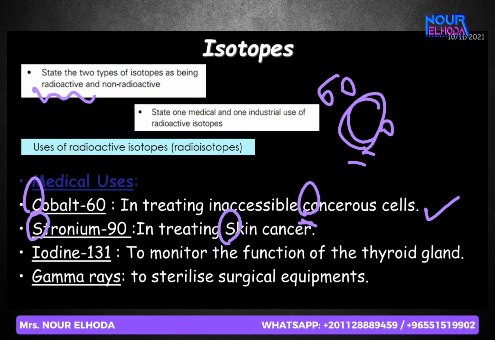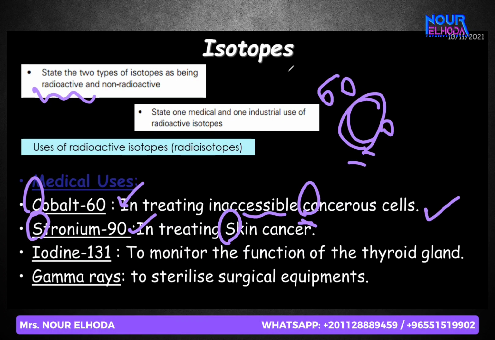If I'm going to talk about strontium, it's going to treat the skin cancer. What about iodine? What do I use? If I'm having cobalt with strontium, it's not a must, by the way, to study them all, but you have to know that in medicine we mostly use them to treat cancer cells. But what do I mean by inaccessible cancer cells? Cells that are not easy to reach. This is something that is really so positive.